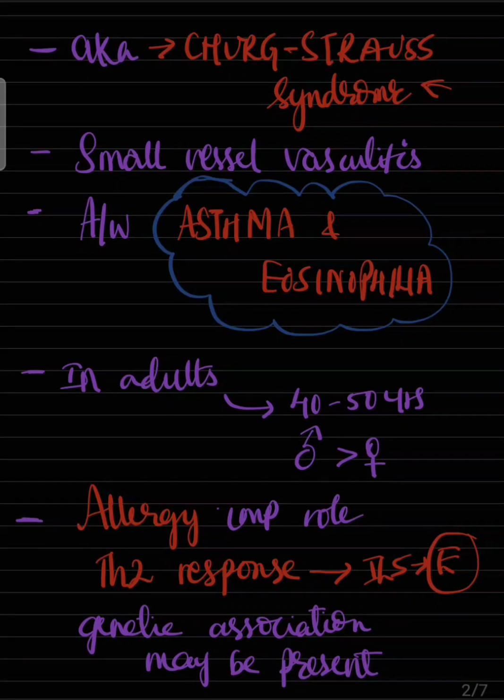So the most common age group it presents in is adults, obviously in the age group of 40 to 50 years, and there's a slight male predominance. So the person gives a history of asthma since their adolescent age or their 20s or 30s, which eventually progresses into this syndrome. Allergy plays a really important role. That does not necessarily mean that every person with allergy develops Churg-Strauss syndrome.